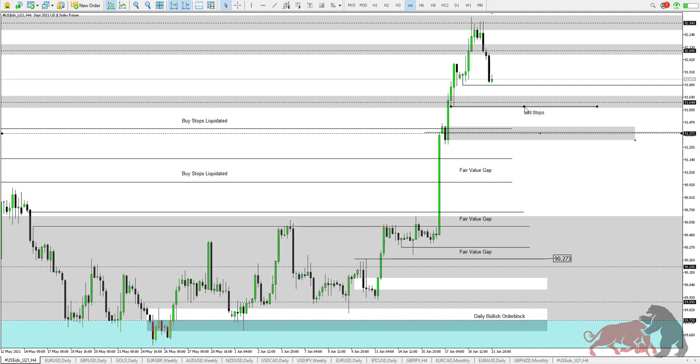There are sell stops here, right? Same applies on these two equal lows. We've got sell stops, you see. So that's the structure that you have to be anticipating.